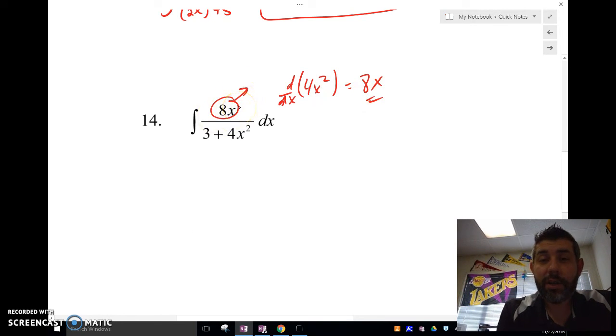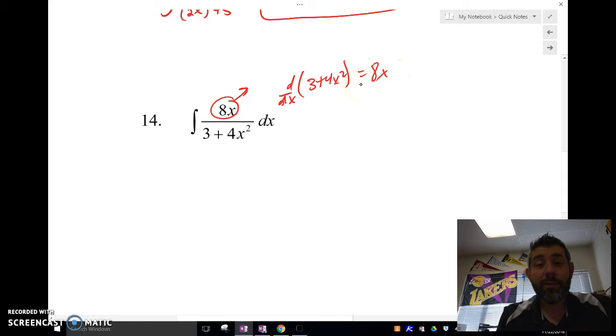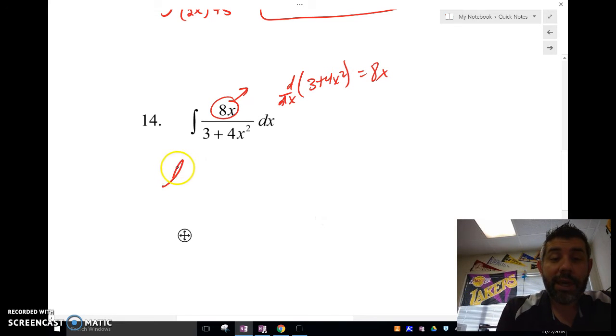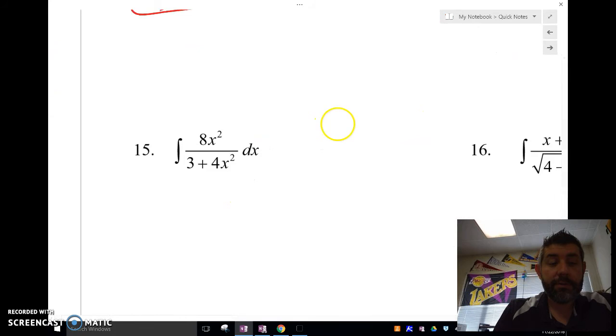Really, what we've got here is 3 plus 4x squared, whose derivative is 8x. So that's actually a hook. What we have here is a reverse chain rule. So we actually have ln of 3 plus 4x squared plus c. This is not an inverse tangent, so we've got to be careful when we look at that. How do we know it's an inverse tangent? Because there won't be an x in the numerator. It'll just be an x squared in the denominator.